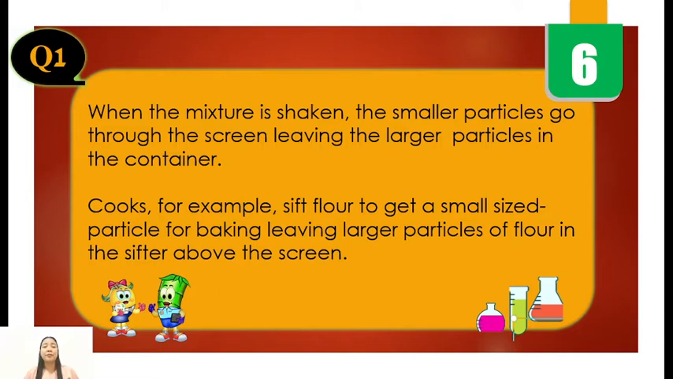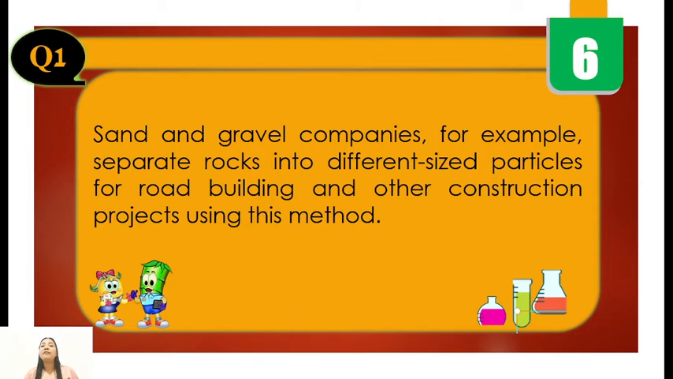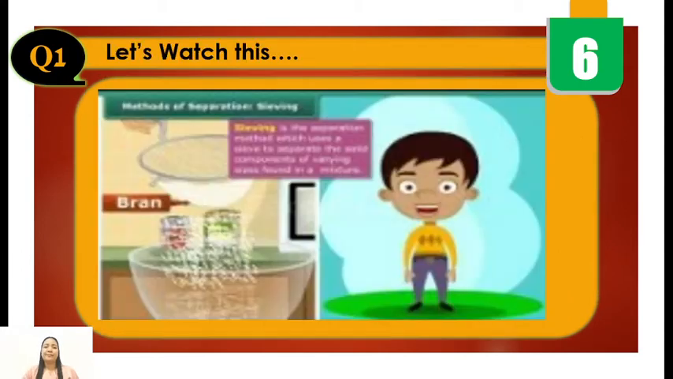Cooks, for example, sieve flour to get a small size particle for baking, leaving the larger particles of flour in the sifter above the screen. Sand and gravel companies, for example, separate rocks into different size particles for road building and other construction projects using this method. Let's watch this.